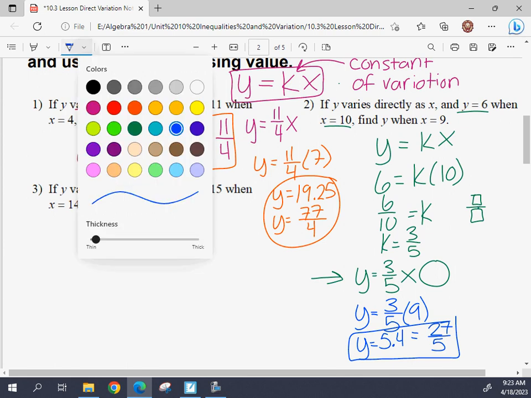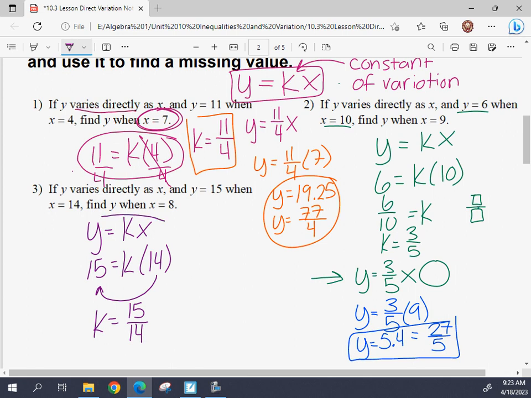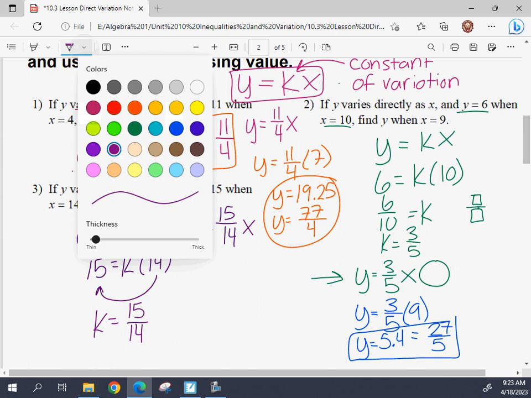Let me do one last one. It's always good to write y equals kx. You know what you're dealing with. We're looking for k. We know that y is 15 and x is 14, and so that allows us to find k. Divide both sides by 14, so basically we're moving that underneath here to get k to be 15 over 14. And then we can rewrite our equation now that we know what k is. And that's going to allow us to find any y value when we know what x is.